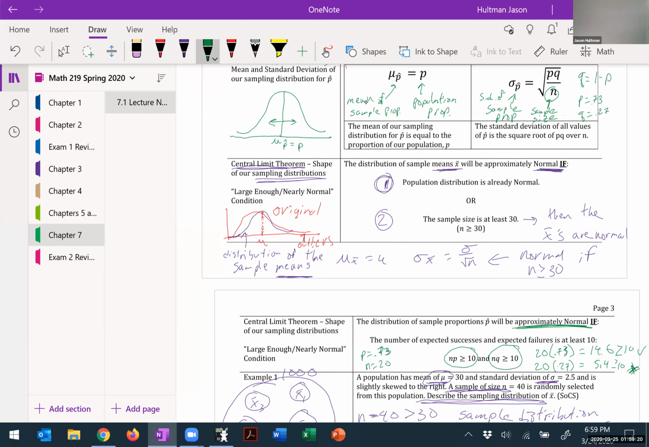And so what would be a big enough sample size? Well, what if we did 200? If we do a sample size of 200, then we should be in the clear. We're going to get 146 and 54, which are both bigger than 10. And so we're clear. Then it's normal. So we have to check our sample size. Is the sample size big enough for our sample proportions?